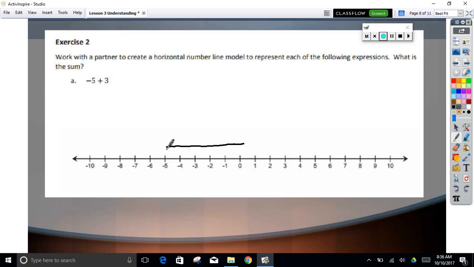-5, so I went 2 to 5. And then it's +3, so I added. And I got -2. All right, thank you very much. Any questions about this one? Come on up, Zoe.